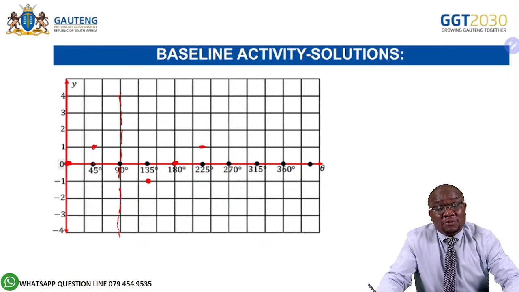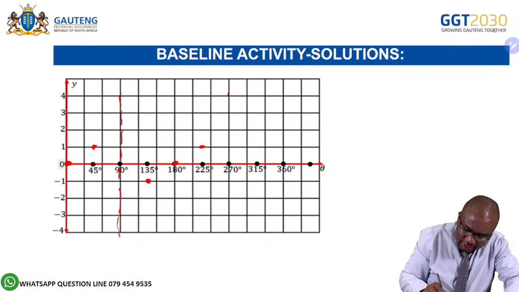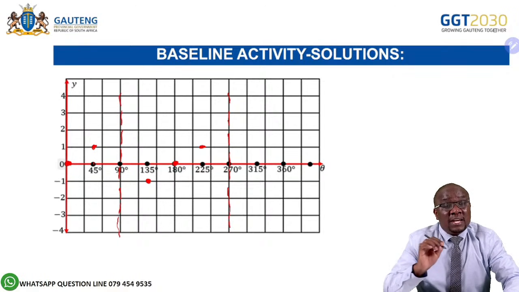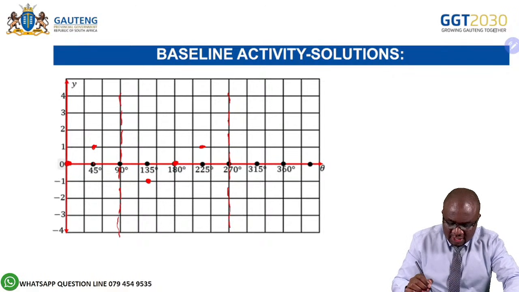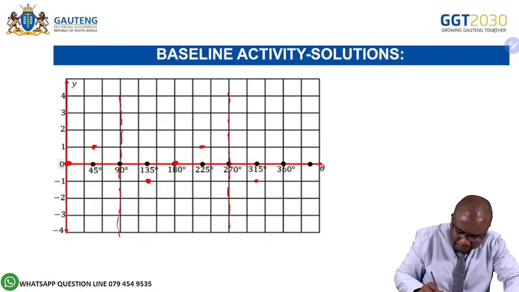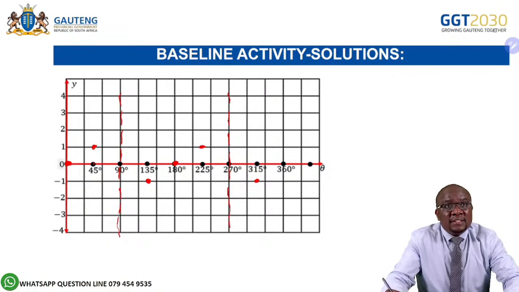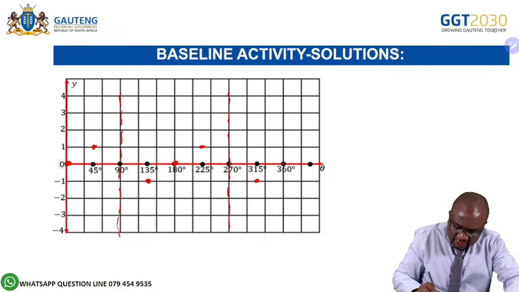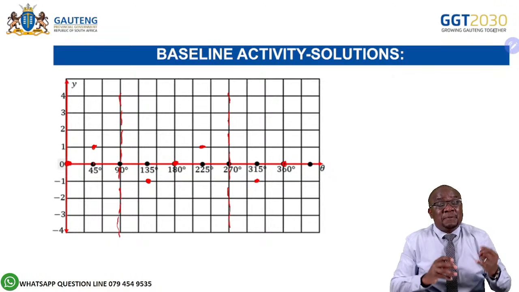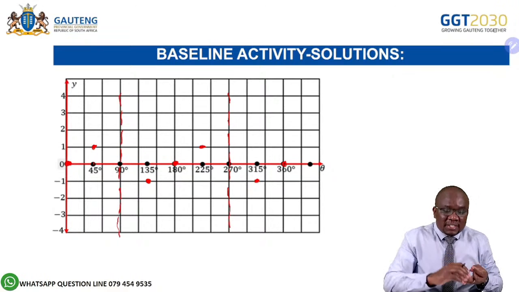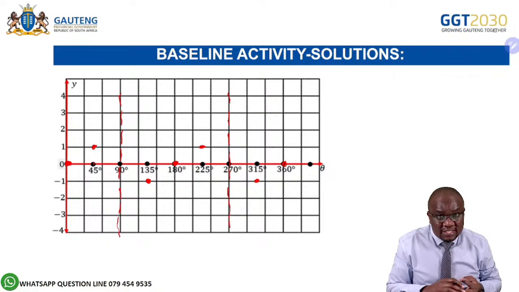What about 270? If you say tan 270, you get undefined or error. That's where the asymptote is. You see, we say the asymptotes are at 90 degrees and 270 degrees. What about 315? It was -1. And then 360 is the x-intercept. So the x-intercepts are 0, 180, and 360.